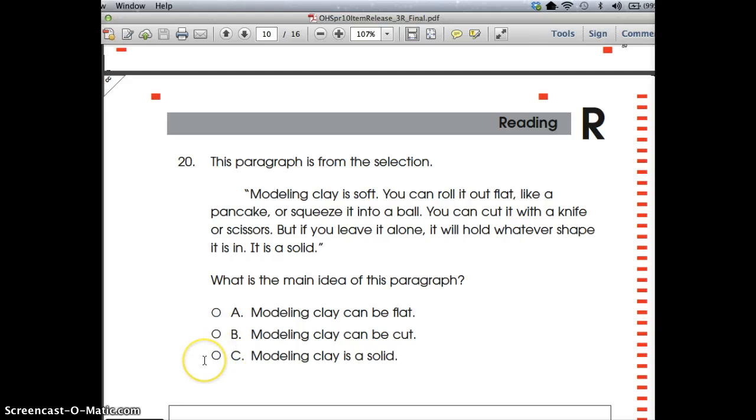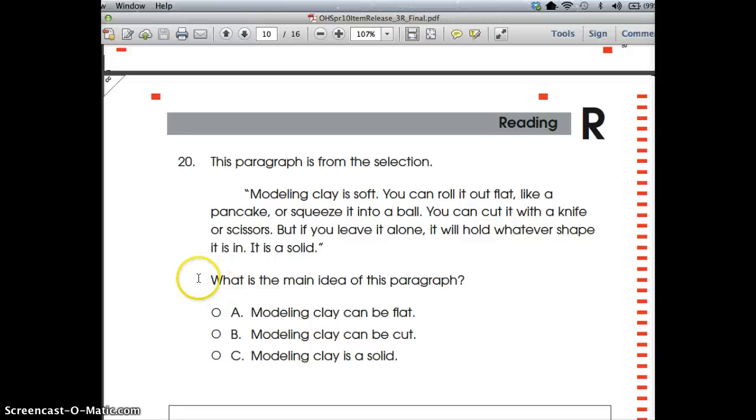So if you marked C, give yourself a point. If you did not, fix it. Remember guys, a main idea is usually found at the beginning of the paragraph or at the end of a paragraph. And if they're looking for the main idea in the whole selection, like that earlier question, you'll usually find it at the beginning of the selection or the end of the selection.